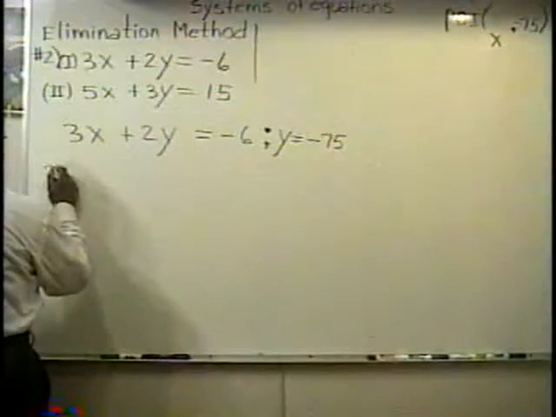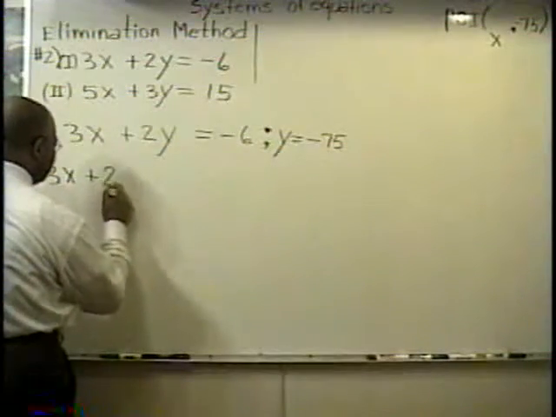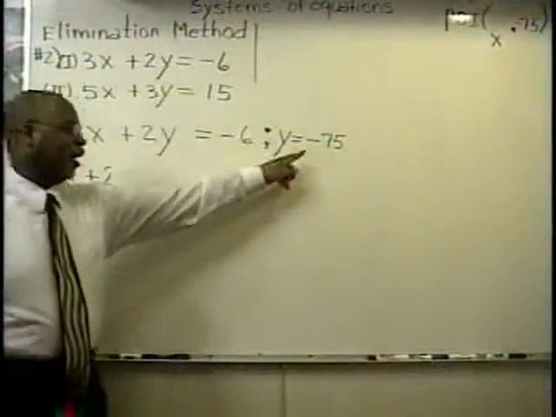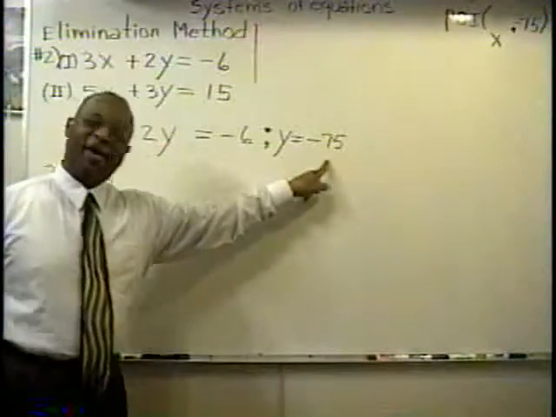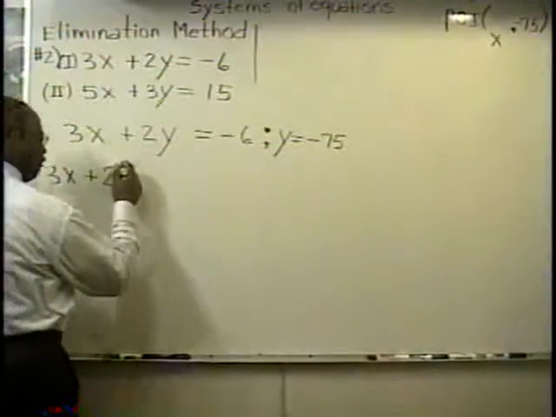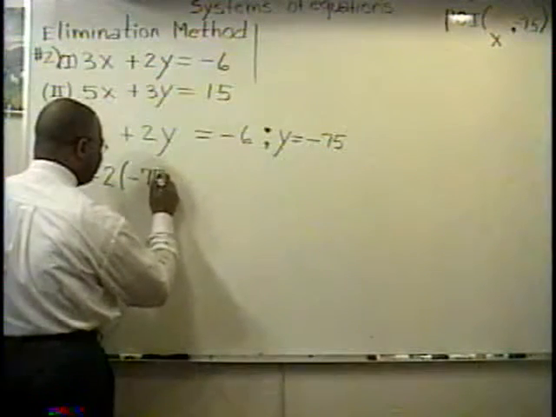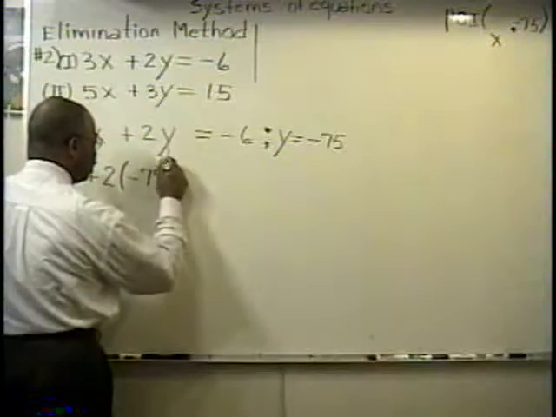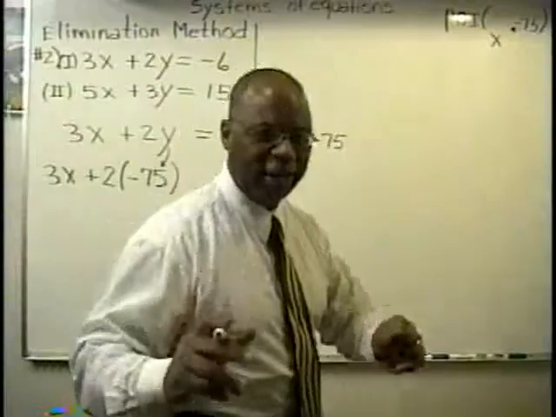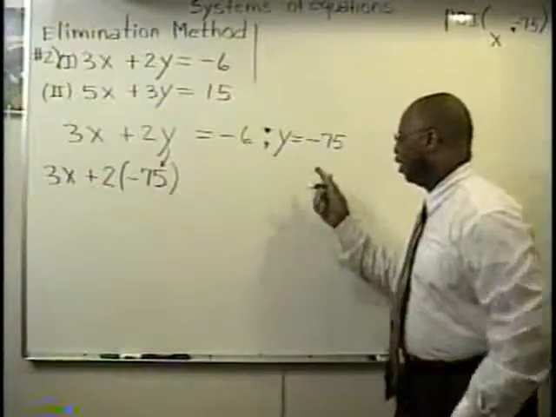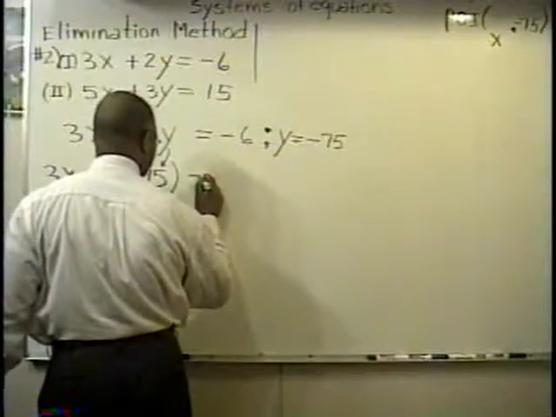So now I have 3x plus 2. Now in place of that y, I substitute the -75. So I get 2 times -75. There it is. Substitution. In place of y, I substitute the -75. Do you agree with that? Very good. Okay. So now I come over here.